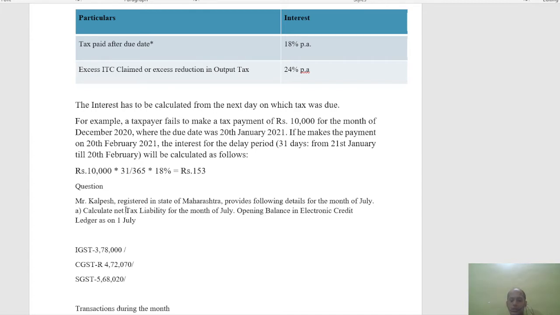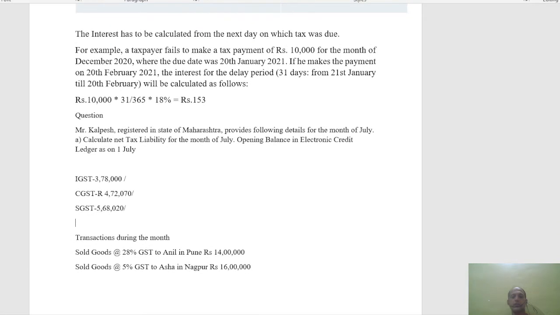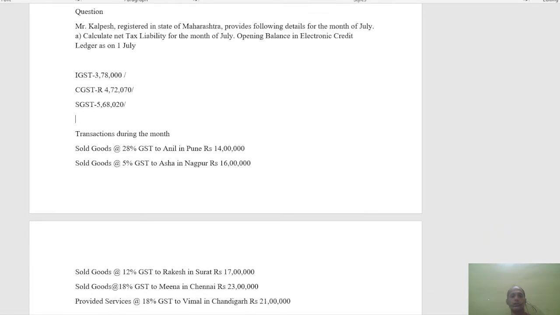Now the next question is, Mr. Kalpesh is registered in the state of Maharashtra. He provides the following details for the month of July. Now calculate the net tax liability for the month of July. Opening balance in the electronic credit ledger as on 1st July, these are the credits available: IGST 3,78,000, CGST 4,72,070, and SGST 5,68,020. Now transactions during the month: sold goods at the rate of 28% GST to Anil in Pune, sold goods at the rate of 5% GST to Ashay in Nagpur.